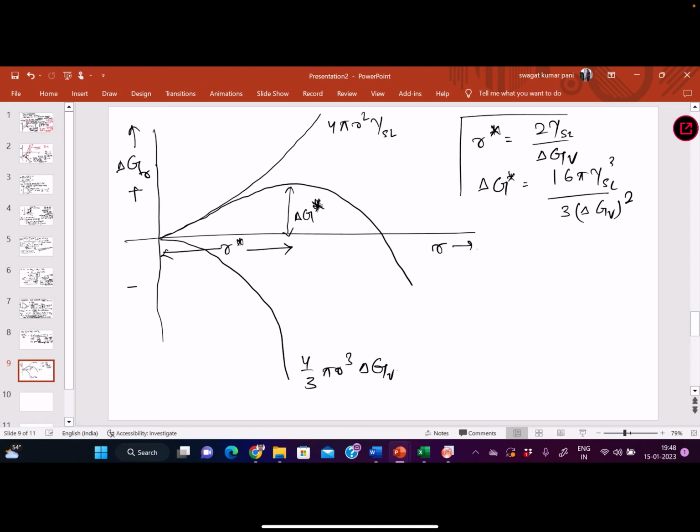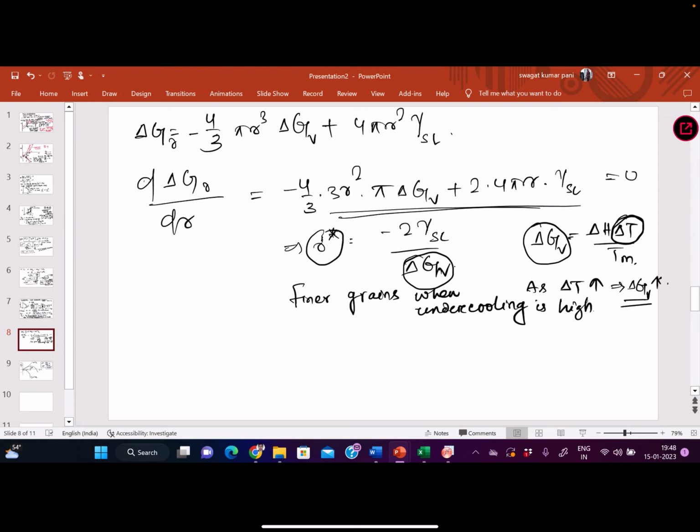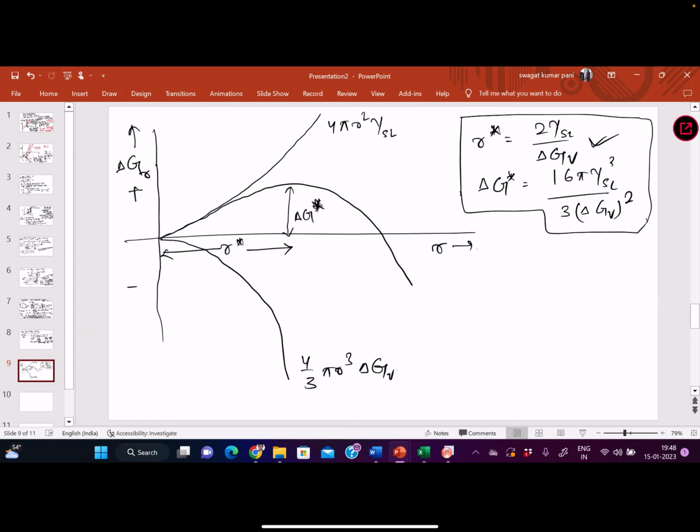These two relations you remember. R star we calculated there, and put the R star in that equation. In this, just put R star, then you will get this value: delta G star equal to 16 pi gamma SL cube by 3 delta GV square.